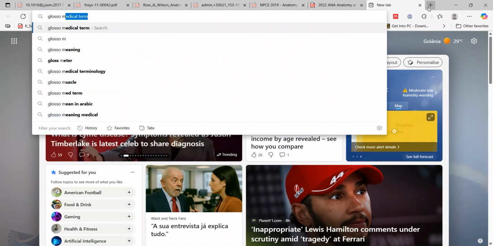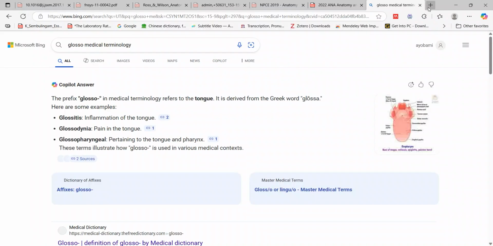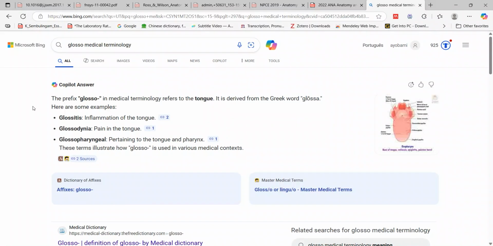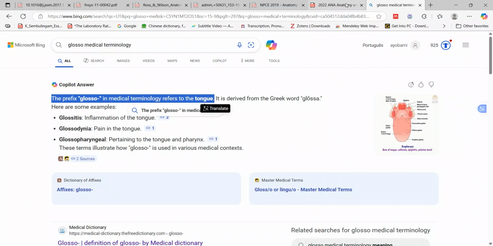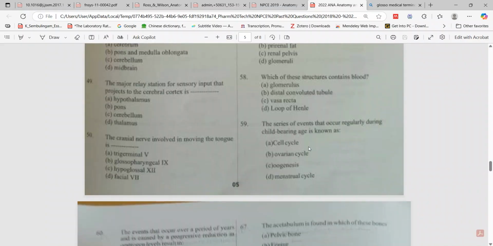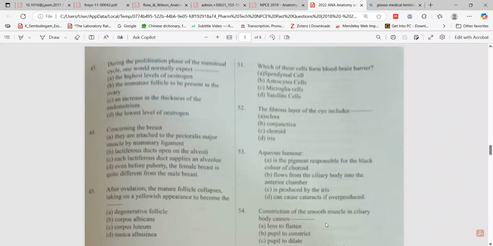Glosso means... Can you see? Oh, most of you are not. Can you see the prefix gloss? We cannot see anything. But I'm not even on the... It means tongue. Question 51.